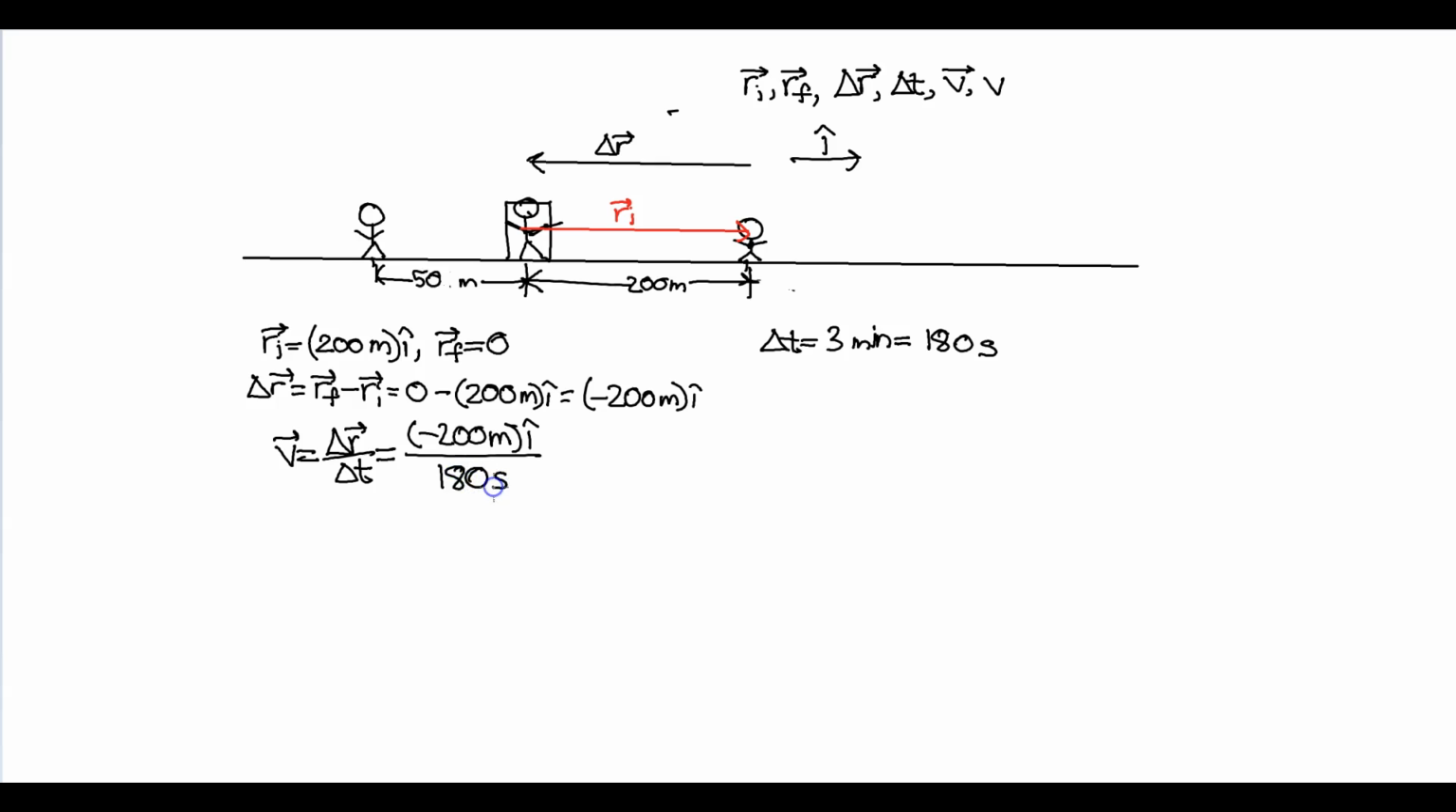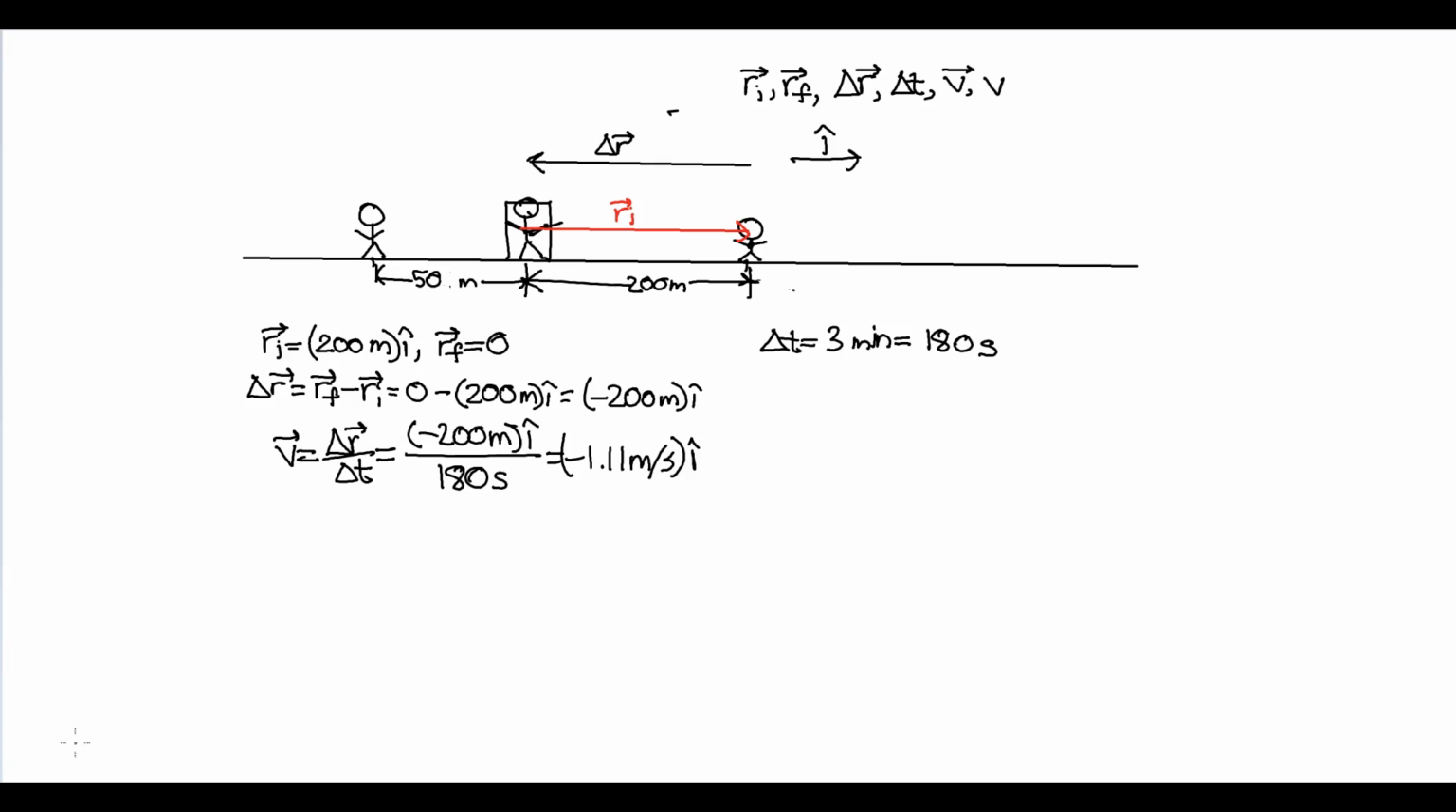Negative 200 over 180 equals negative 1.11 meters per second. And velocity is a vector. There's a reason why there's an arrow. So it is in the i direction, but it is leftward because our original change in position is toward the left. Now we have the velocity vector and it points towards the left. So let's add that to our diagram.